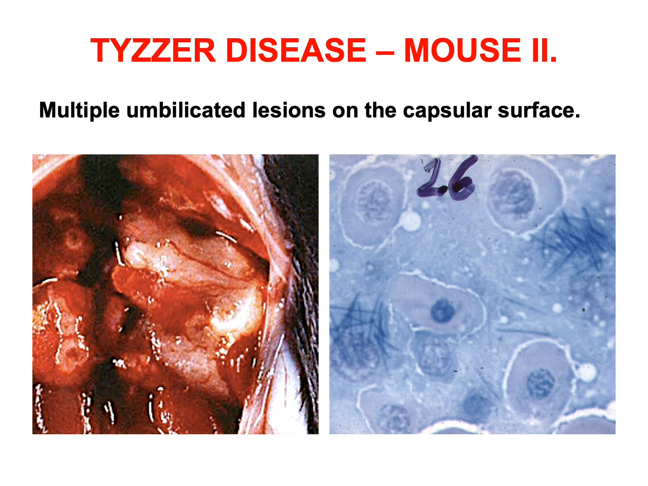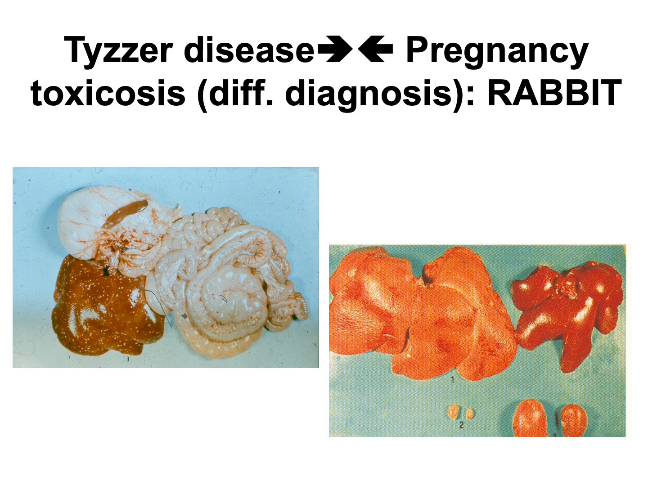In the rabbit, Tyzzer's disease has to be differentiated from pregnancy toxicosis. On the left side you see the liver and intestine of Tyzzer's disease, in the middle without the necrotic foci a pregnancy toxicosis with an enlarged liver, and on the right side a healthy liver.